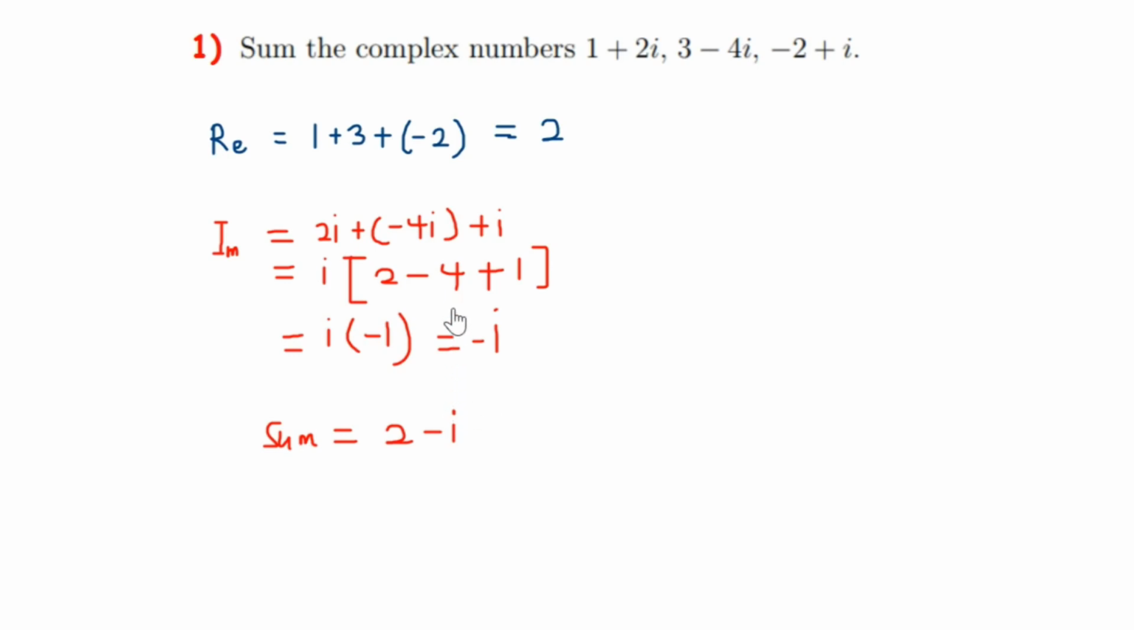So you just have to group the real part and then the imaginary part, then add them separately. Then after that, you write down your answer. So that's how to sum up complex numbers. Let's take the next example.